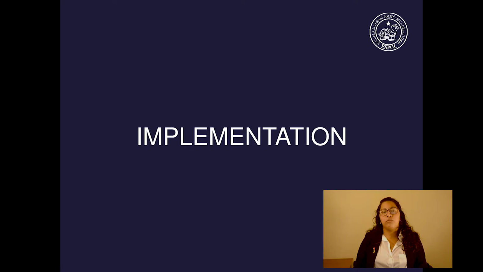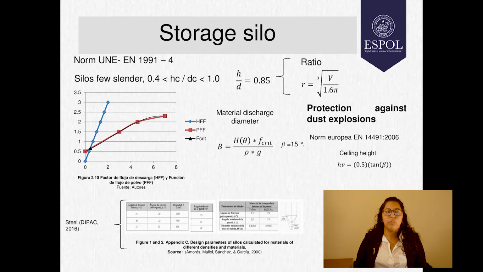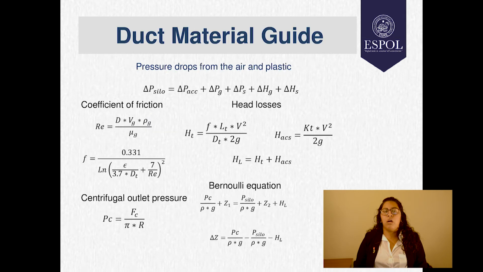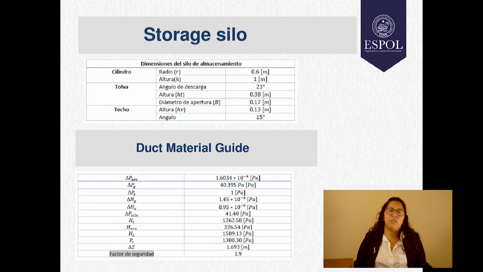As an implementation for the project, we designed a storage silo and based it on the UNE-EN 1991 to calculate the dimensions. Furthermore, due to the pulverulent type of material, we used the EN 14491 of 2006 European norm. To design the material guide, we calculate the pressures due to the air and the plastics to finally find the head of the system.